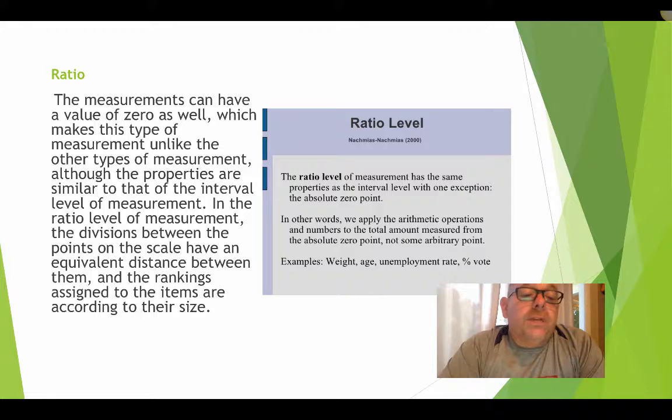Ratio. The measurement can have a value of 0 as well, which makes this type of measurement unlike any other type of measurement. Okay, if you look on the right here, the ratio value measures that has the same properties as the interval level, which is next, with one exception, an absolute 0 point. In other words, we can apply arithmetic operations to the numbers to the total amount measured from the absolute 0 point, not some arbitrary point. So in other words, it has a value of 0. Think of this: weight, age, percentage of vote would be 1. There is an actual 0.